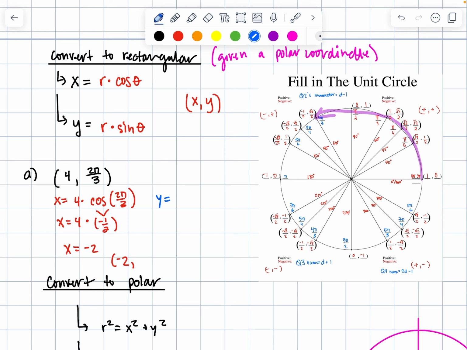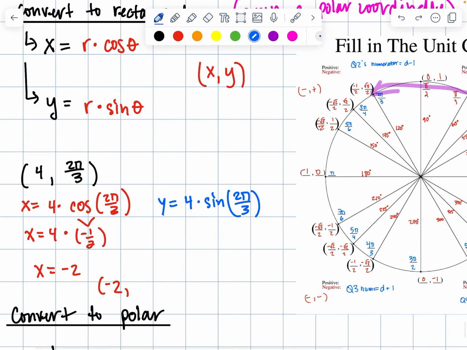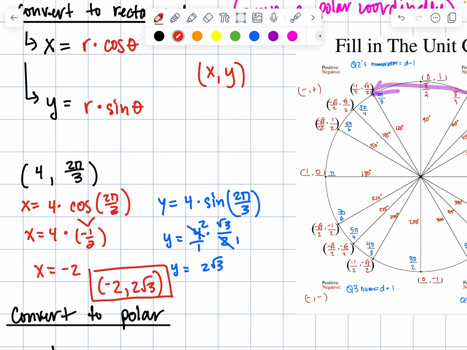We now need to solve for y. So I'm going to do this in blue. y is equal to 4, because we have them, times the sine of 2π/3. And just like before, we look at this value, we see that for 2π/3, the y value there is √3/2. So we're going to say y is equal to 4 times √3/2. This could be simplified because 2 goes into 4 twice, and we have y is equal to 2√3. So our rectangular coordinate is (-2, 2√3).